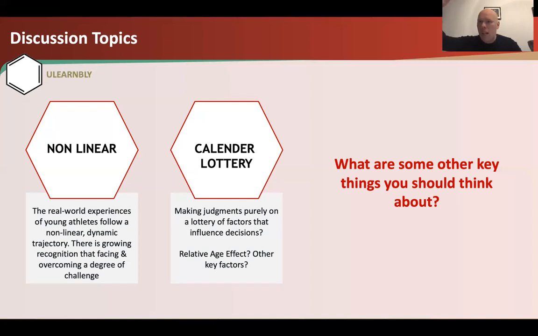Their mum and dad are really big. They had a history of being a player. We think they'll probably follow that trend. They might be bigger, whatever it may be. What are some of the other challenges around this? So have a think about what we mean by non-linear and calendar lottery. What are some of the key things that you should think about concerning these two particular areas?